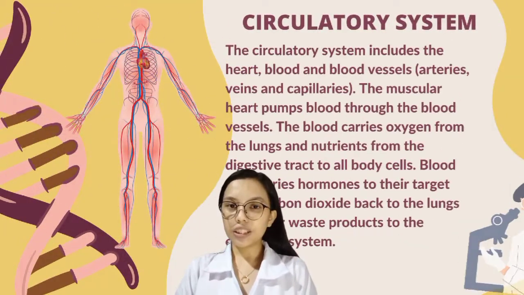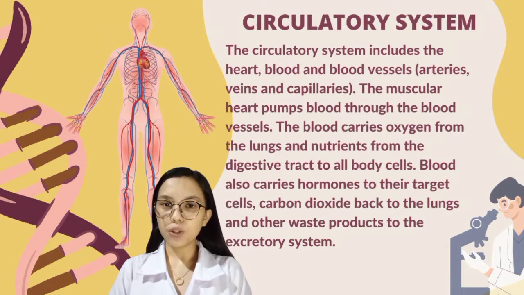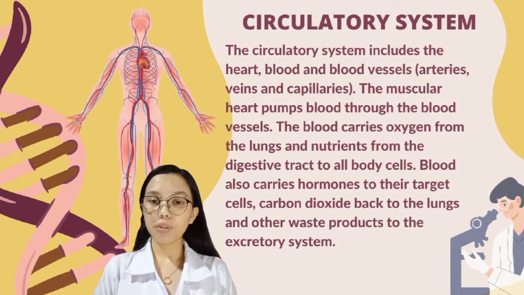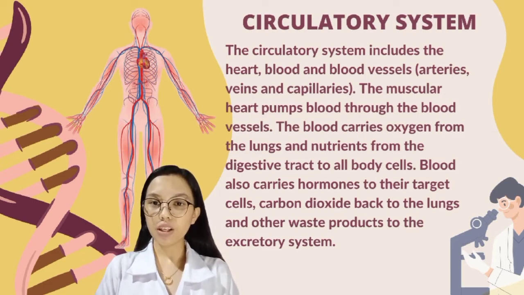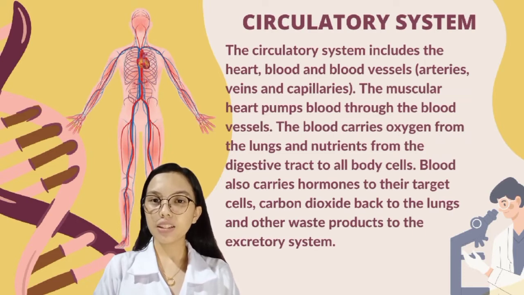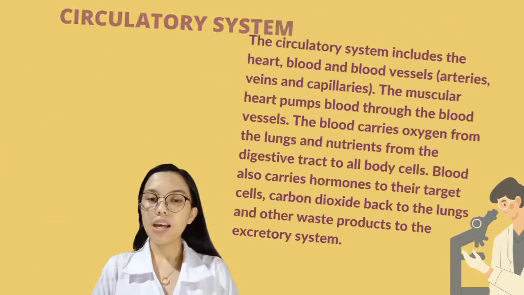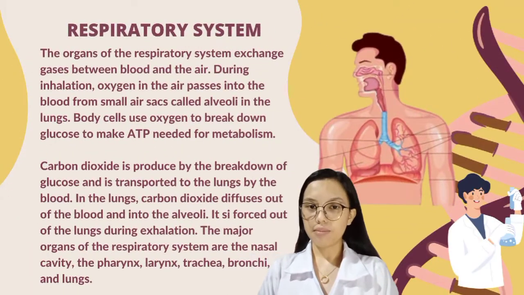Also, the circulatory system. This system includes the heart, blood, and blood vessels, arteries, veins, and capillaries. The blood carries oxygen from the lungs and nutrients from the digestive tract to all body cells. Blood also carries hormones to their target cells, carbon dioxide back to the lungs, and other waste products to the excretory system.